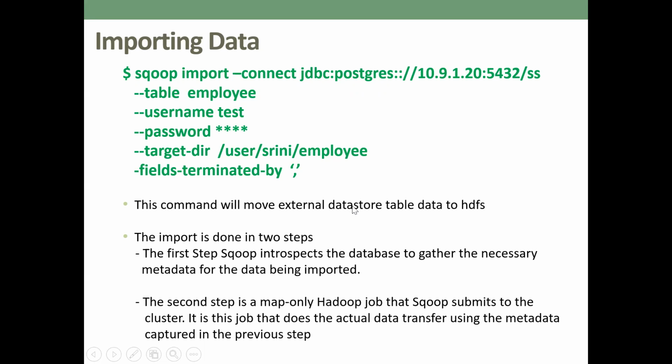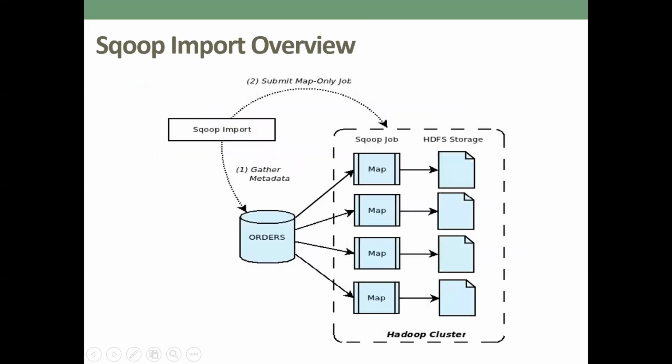This command will move an external database table into HDFS. Internally, when you run this command, it does two steps. The first step is to explore the database and get the necessary metadata. The second step is to submit a map-only Hadoop job to the cluster. The job does the actual data transfer using the metadata captured in the previous step.